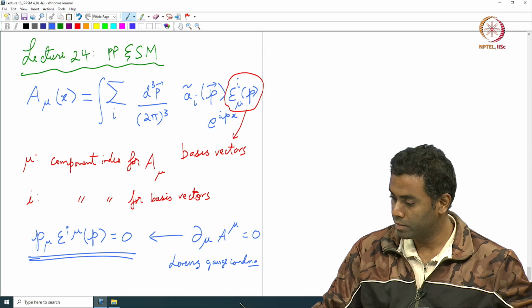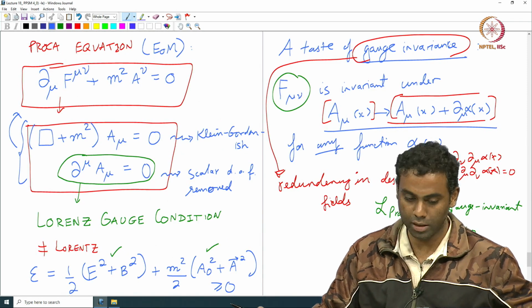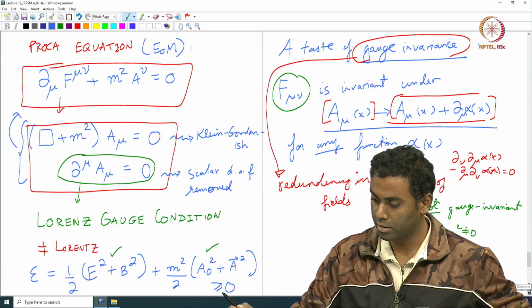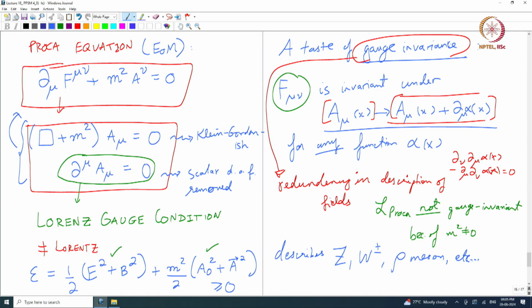And finally, just so you do not think that the Proca Lagrangian is some theoretical curiosity, this is exactly the Lagrangian that describes the Z boson, the W bosons, the rho meson, and so on and so forth. All the massive spin 1 particles that you can think of, this is how you do it, okay. This is how you do the embedding, and this is what we use for calculations.